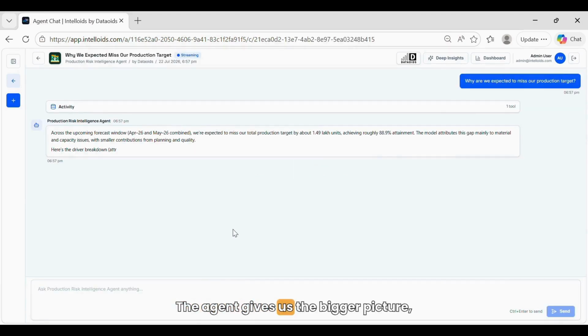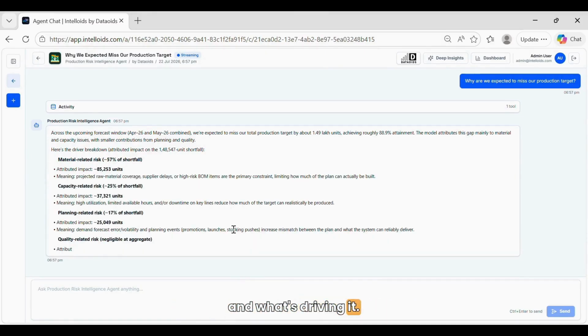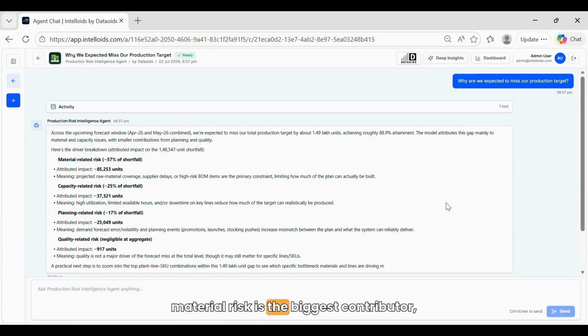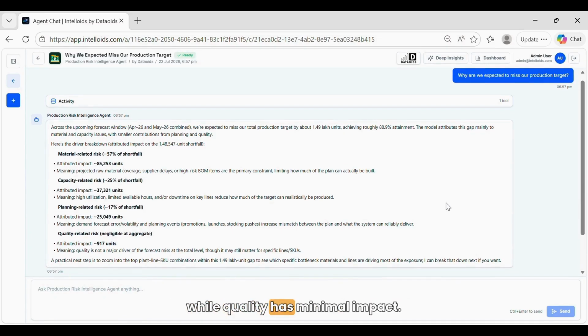The agent gives us the bigger picture, showing the expected production gap and what's driving it. Here, material risk is the biggest contributor, followed by capacity and planning, while quality has minimal impact. It also highlights where we should focus next.